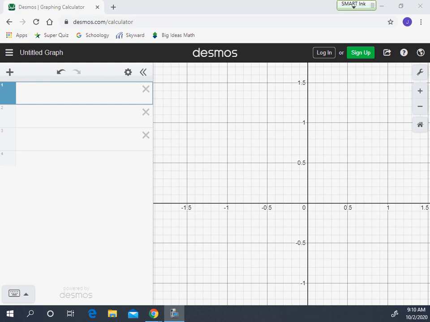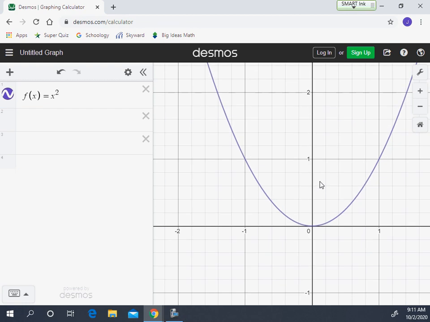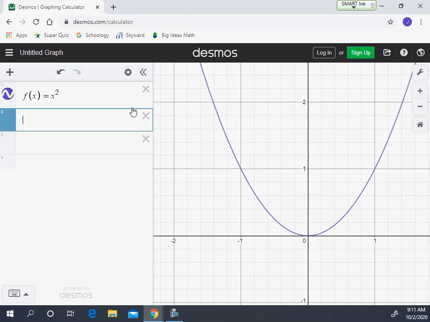Right, 8.1 part 2. Okay, so we're starting with f of x equals x squared. That hasn't changed. There's still no other numbers. That's our base graph right there, f of x equals x squared. There's our basic parabola.